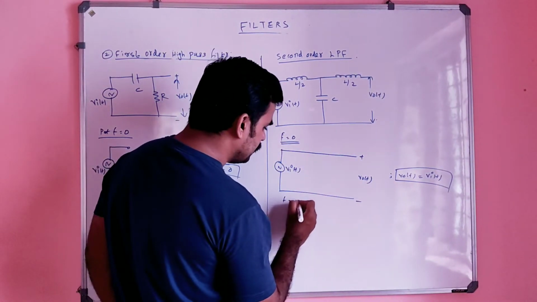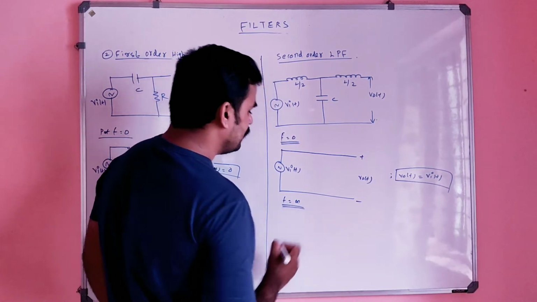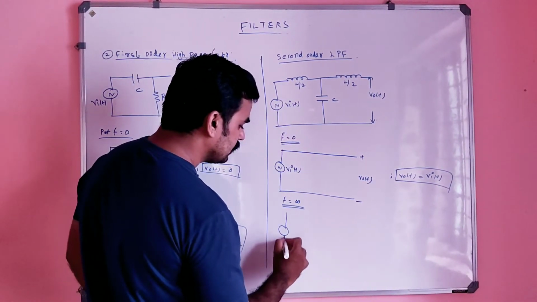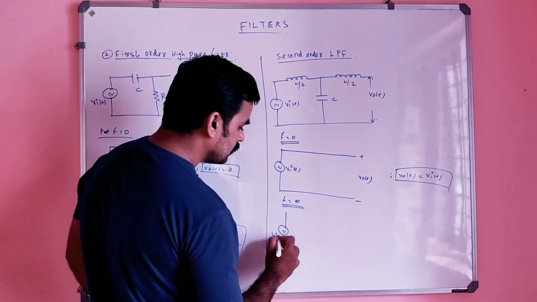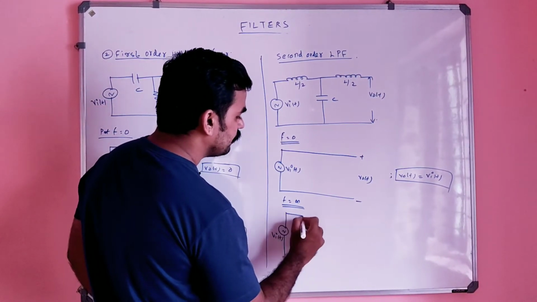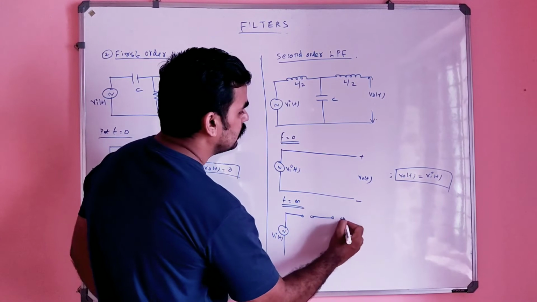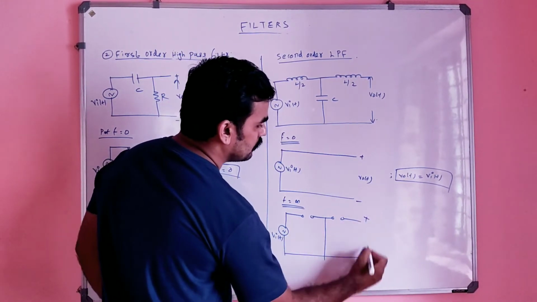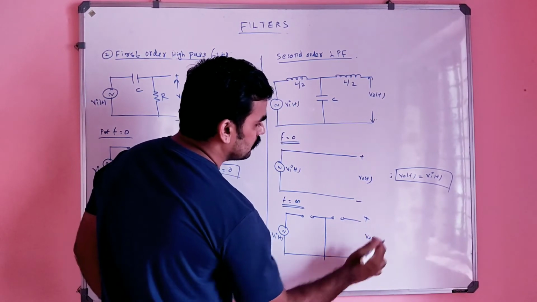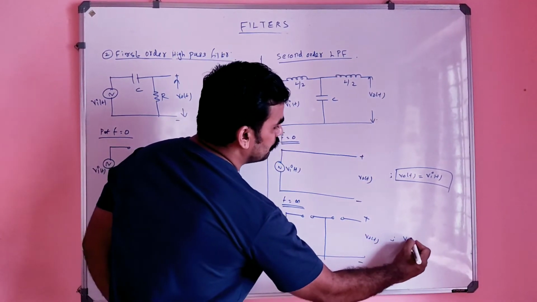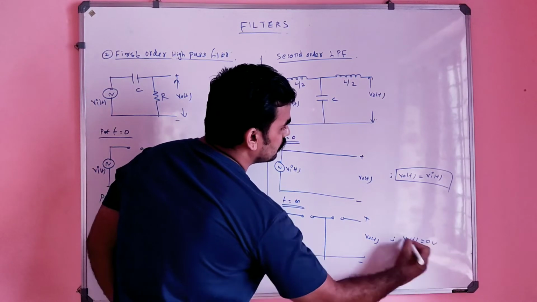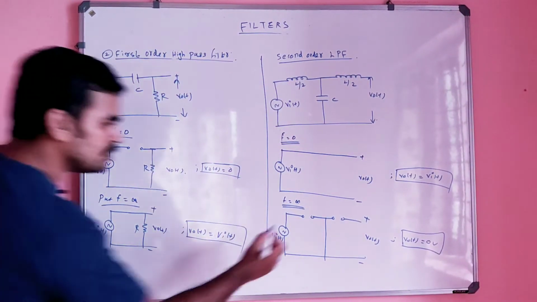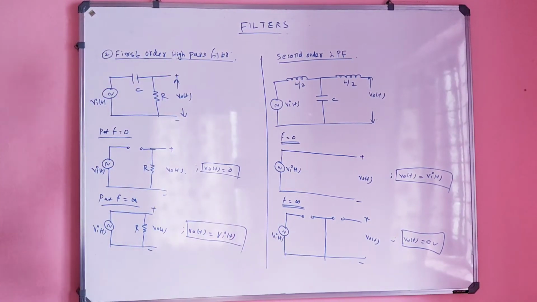And what is it for f equal to infinity? At f equal to infinity, what will be the figure? This will be open circuited, this will be open circuited, and this will be short circuited. And V0 of t is nothing but 0, because it's open circuited from the start, so there will not be any output.